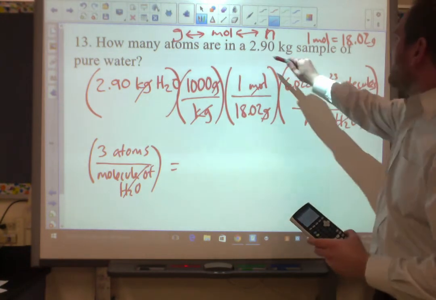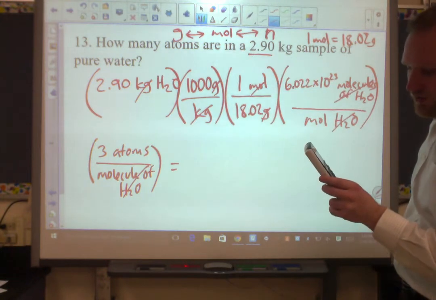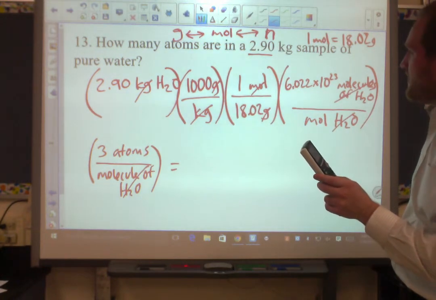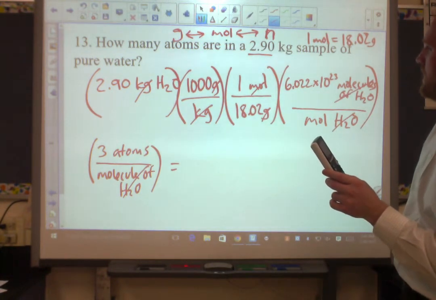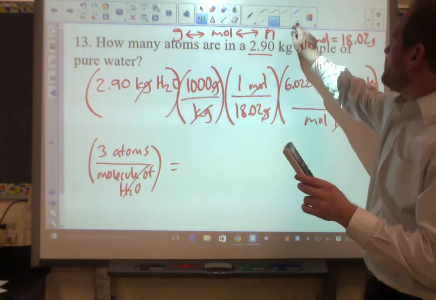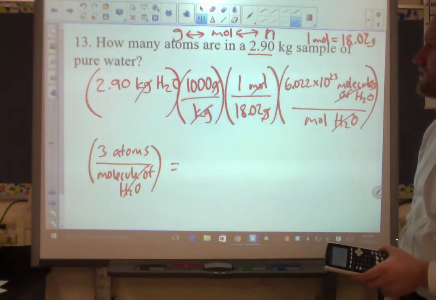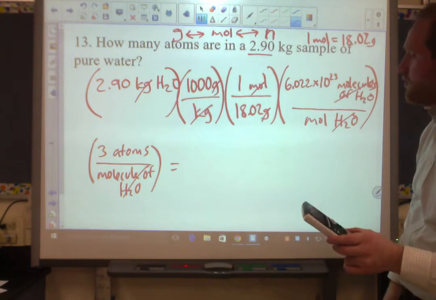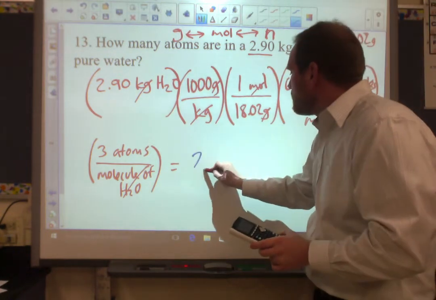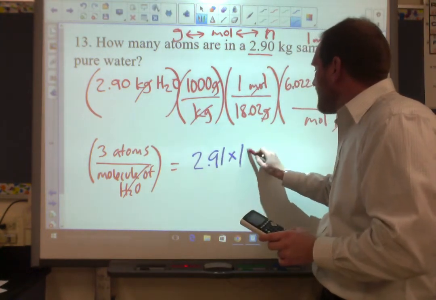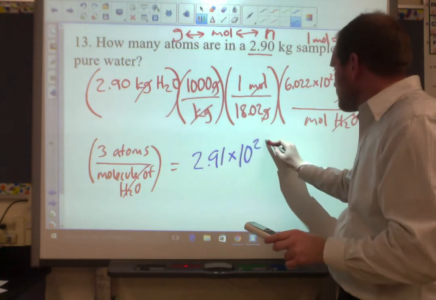So I'm looking at 3 sig figs. I'm going to report 2.91. Interesting. It's very close to this. I think that's just a pure coincidence. Yeah, there's no reason it should be the same front number. Just a coincidence. But 2.91 times 10 to the 26th.